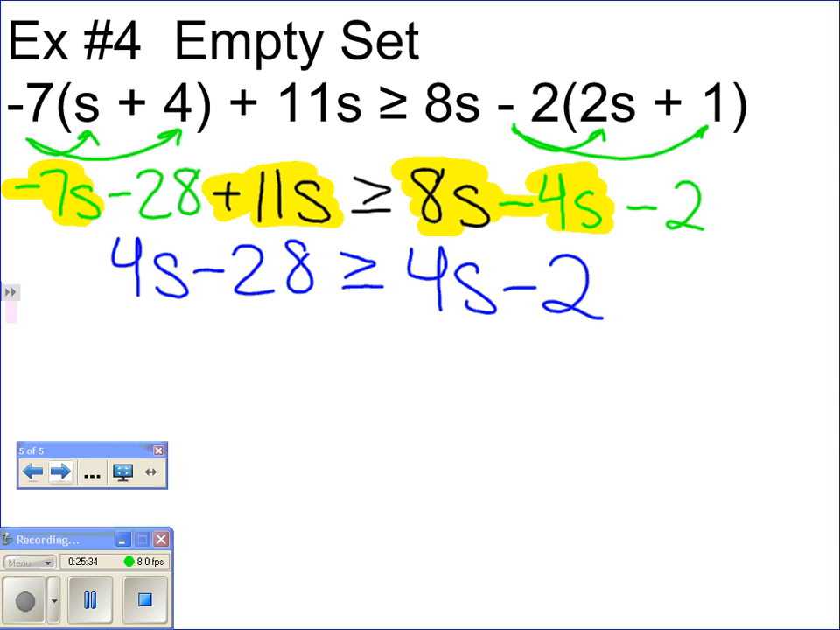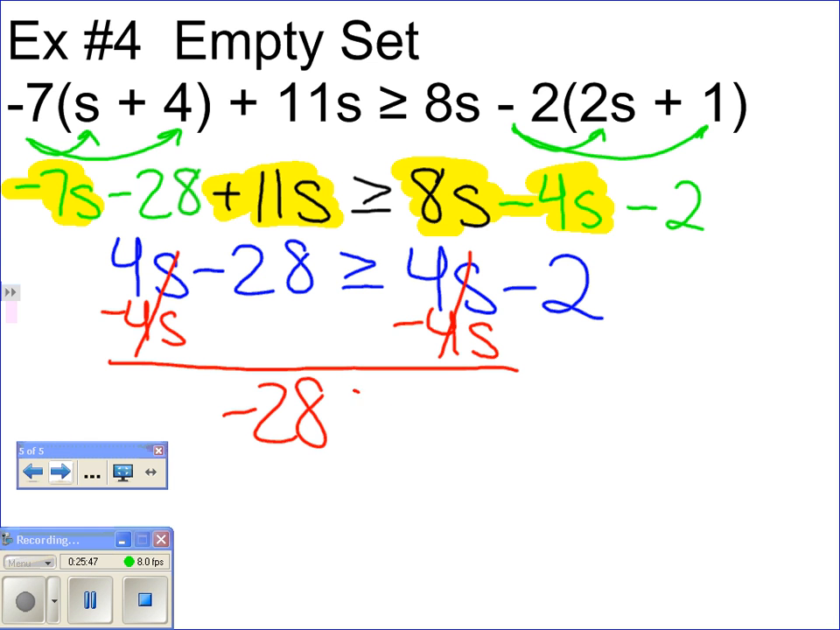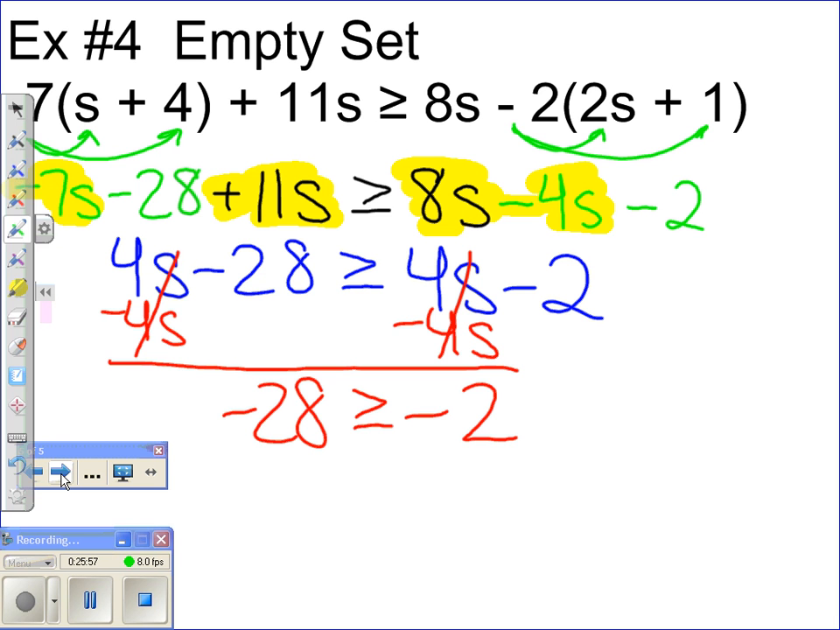Now watch what happens when we subtract the variables. Minus 4s from both sides. Negative 28 is greater than or equal to negative 2. Is negative 28 bigger or equal to negative 2? The answer is no, it's not.